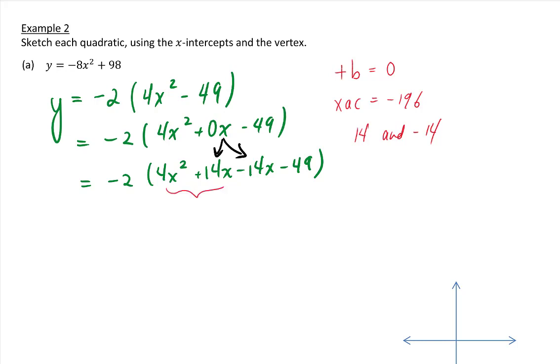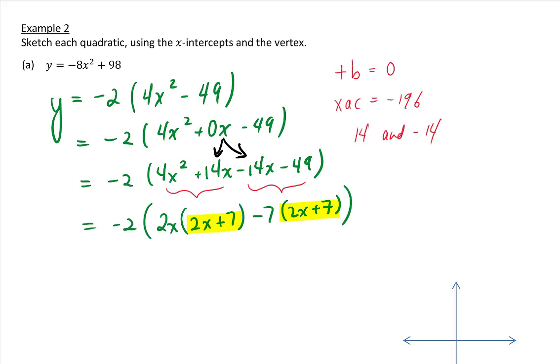Next, we're going to factor by grouping. The negative 2 stays out front. The first pair of terms has 2x as a common factor and leaves us with 2x plus 7. And the second set of terms, again, has a negative leading coefficient, so I'm going to factor out a negative 7, and that leaves me with 2x plus 7. We now have 2x times 2x plus 7 and negative 7 times 2x plus 7. So we have our negative 2. We remove our common factor of 2x plus 7, and we're left with 2x minus 7.